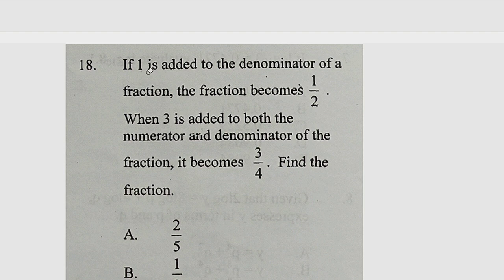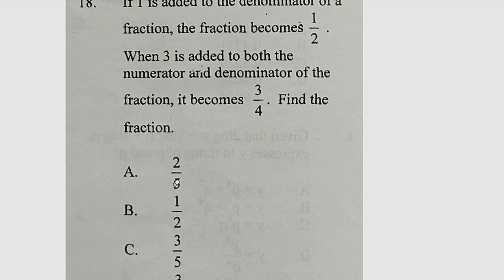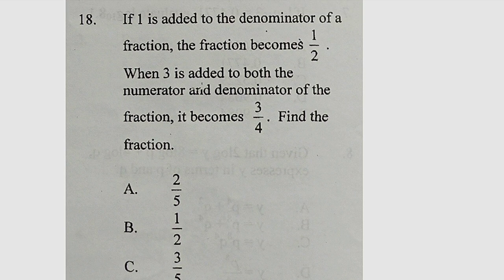Question number 18 reads, if 1 is added to the denominator of a fraction, the fraction becomes 1 over 2. When 3 is added to both the numerator and denominator, the fraction becomes 3 over 4. Find the fraction. So let's start by guess and check. If I should consider this fraction 2 over 5 as the answer, what happens if you add 1 to the denominator? Will it give us 1 over 2? Let's try it. It will be 2 over 6 because 5 plus 1 is 6. And this to the lowest term will be 1 divided by 3, which is not 1 over 2.